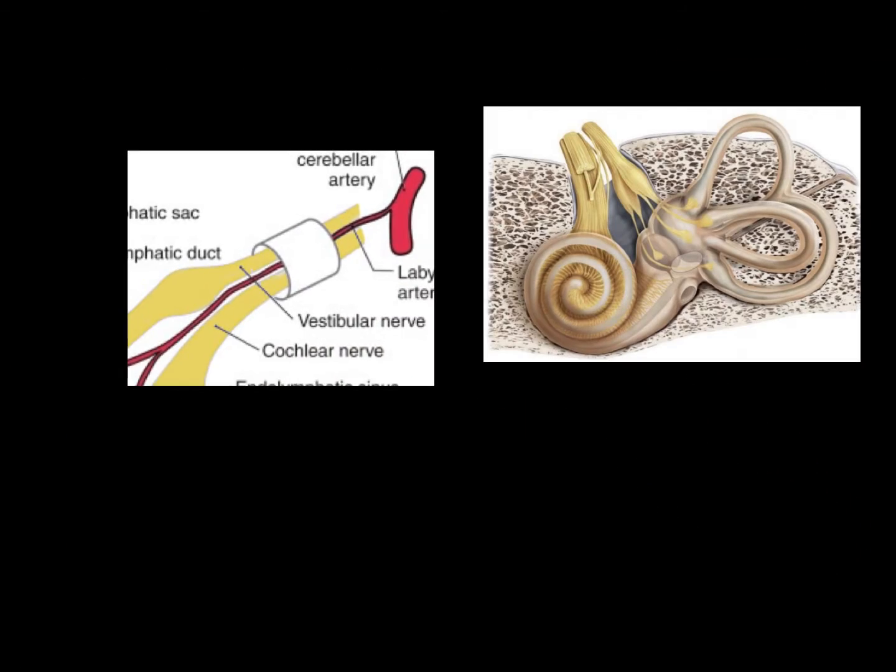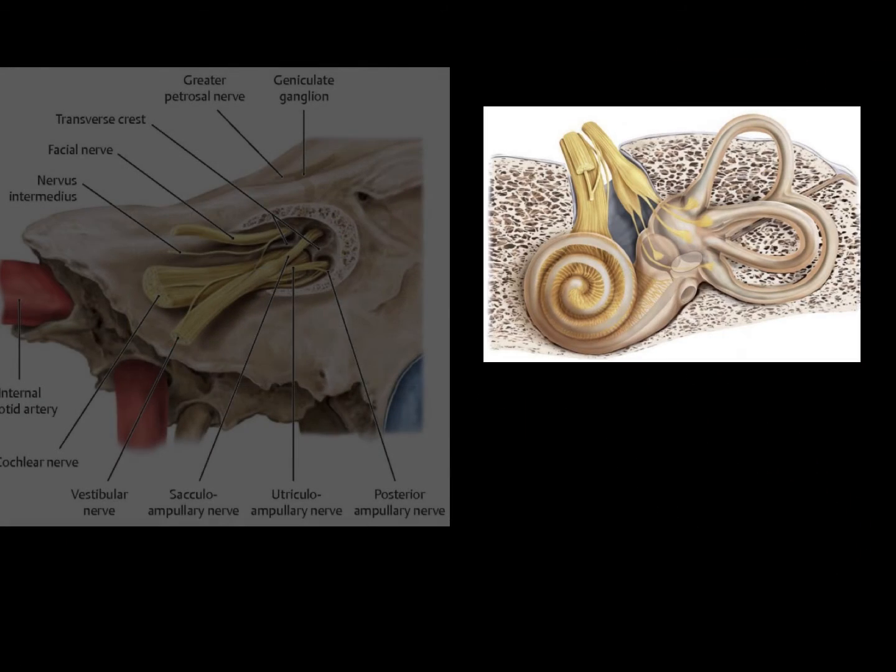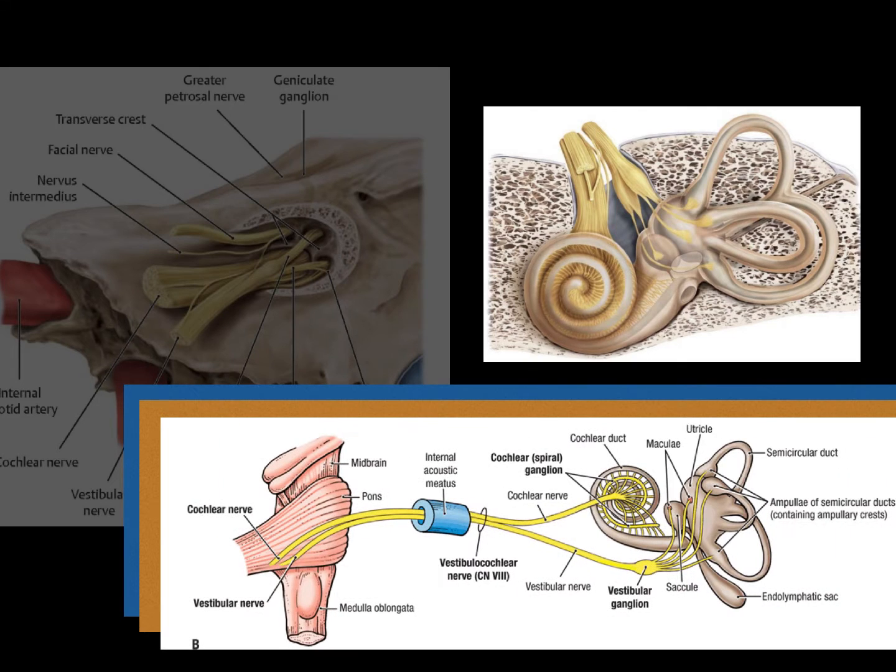Now, the other part of the anatomy we need to be aware of is what runs with these peripheral nerves, right? And you can see that all these nerves run through the internal auditory meatus, so cranial nerve 8, as well as the facial nerve, cranial nerve 7. So any mass effect, something like a meningioma, is going to cause problems with 7 and 8.